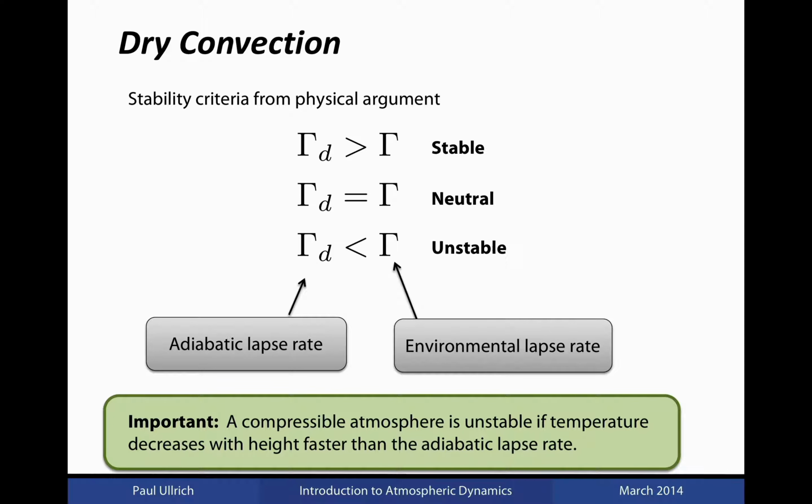So the important consideration here is that a compressible atmosphere is unstable if temperature decreases with height faster than the adiabatic lapse rate. Note that this is not a condition for an isothermal fluid column. Instead, the linearity, or the degree at which the temperature changes with altitude, determines the stability of the surrounding environment.